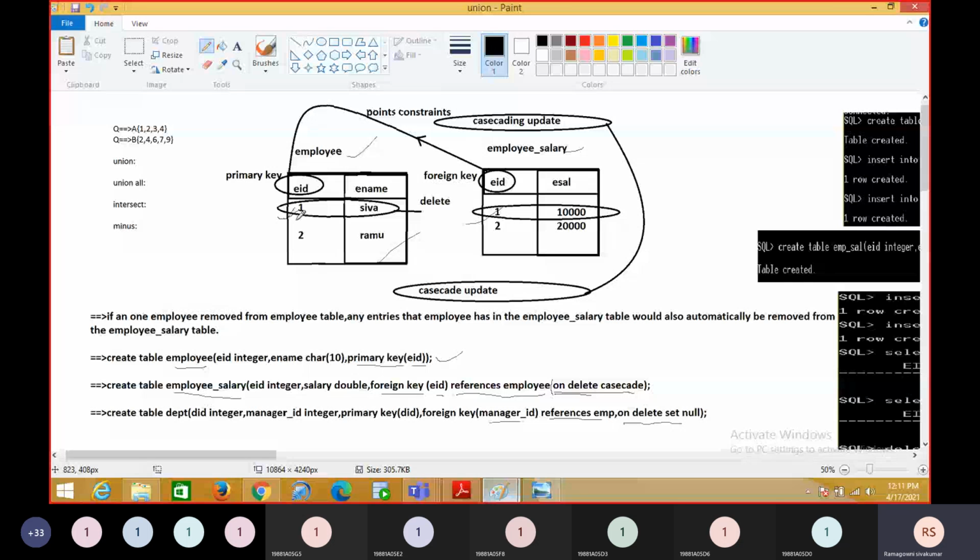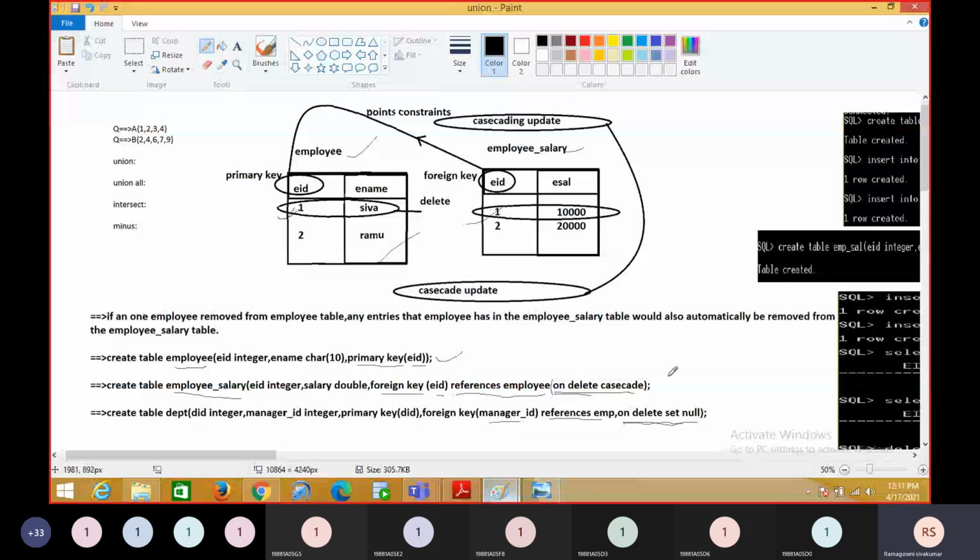These two we can do; the remaining I tried, but they are not executed. So on delete cascade and on delete set null. I already executed these queries, and I have taken some screenshots also.